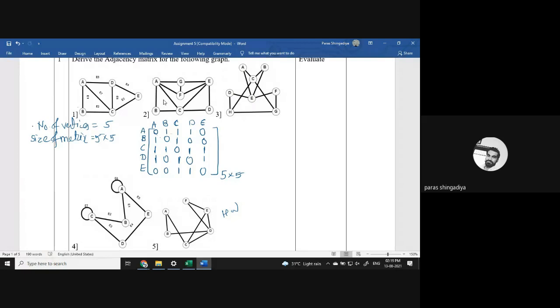Okay, all of you, did I answer for the second graph? Okay, nice. Any query? Any confusion in the derivation? You will get a total of 7 vertices, so it will be a 7 cross 7 matrix. That's correct. And then in the third graph, there are 8 vertices, so you will get an 8 cross 8 matrix.